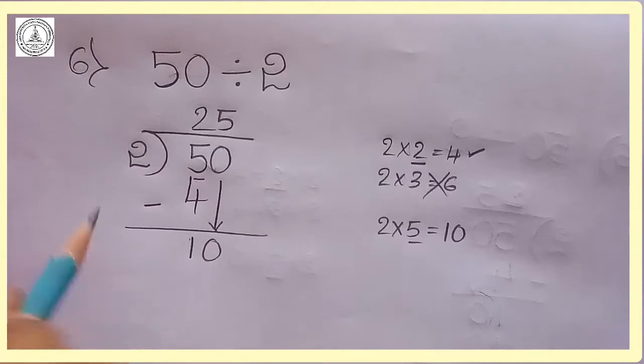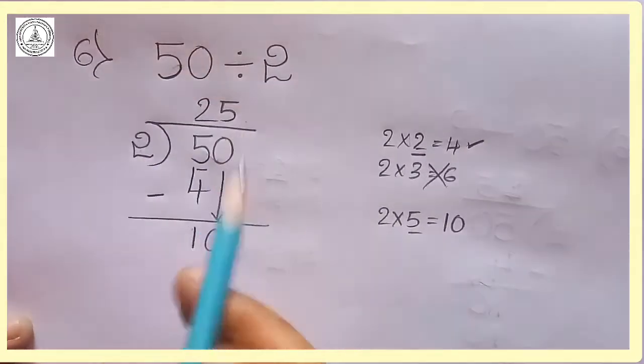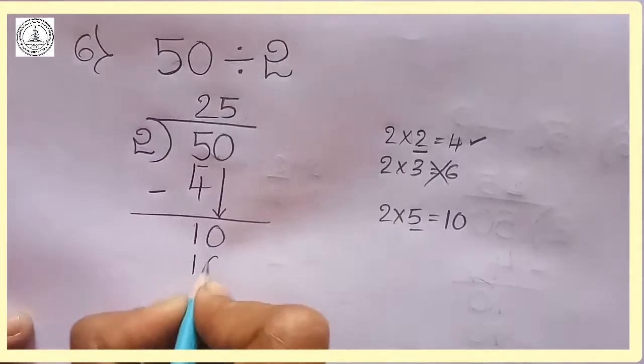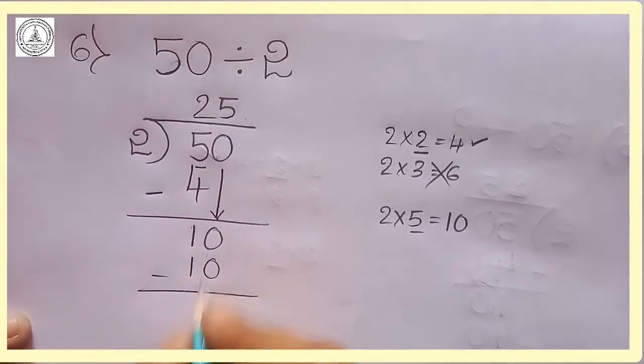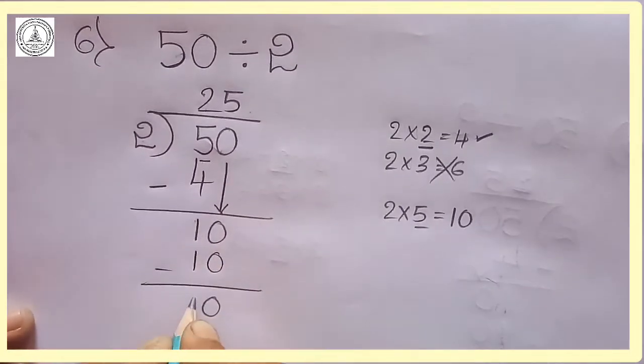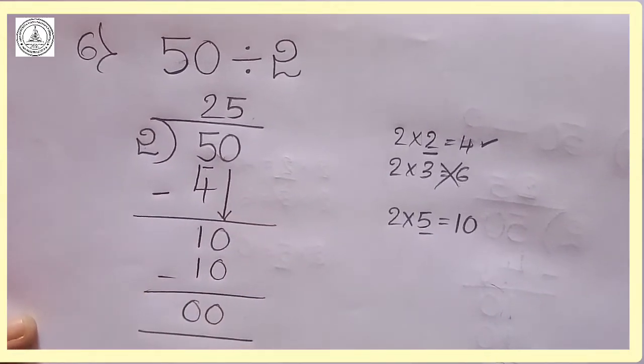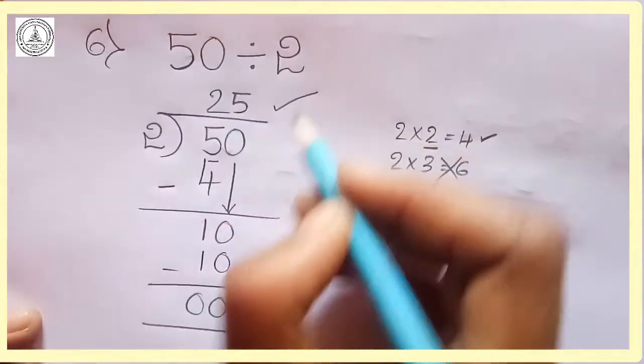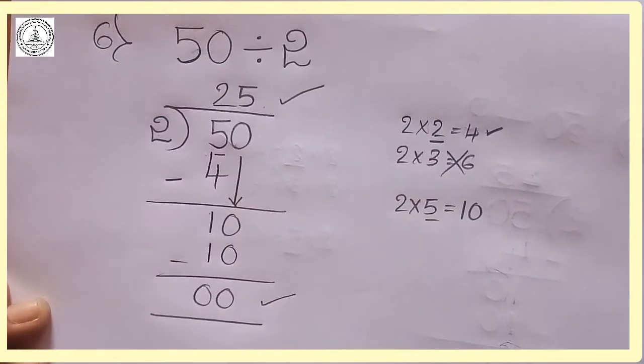So now multiply these two numbers. 2 into 5, 2 into 5 is 10. So now once again you have to subtract these two numbers. 0 minus 0 is 0. 1 minus 1 is 0. Yes students, so in this problem this 25 is the quotient and 0 is the remainder.